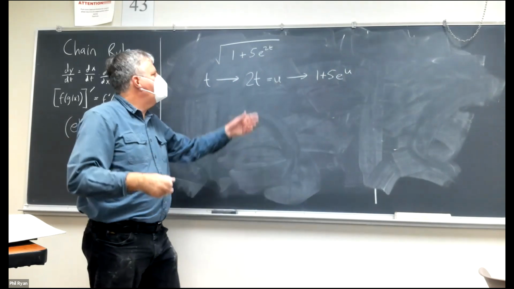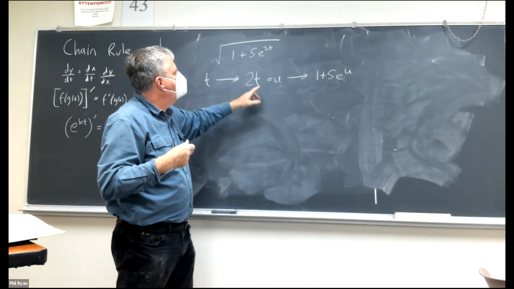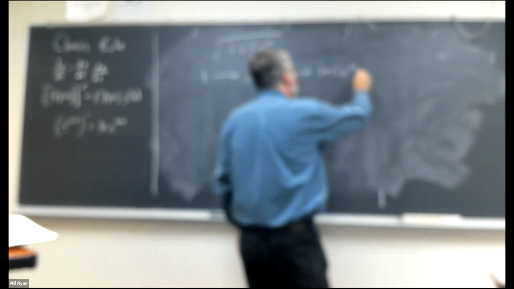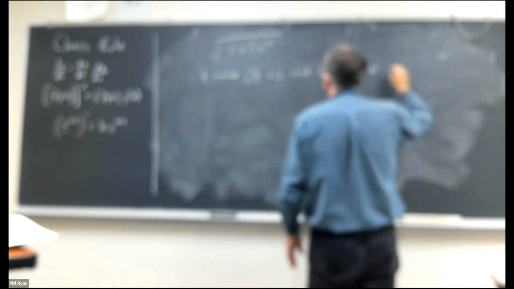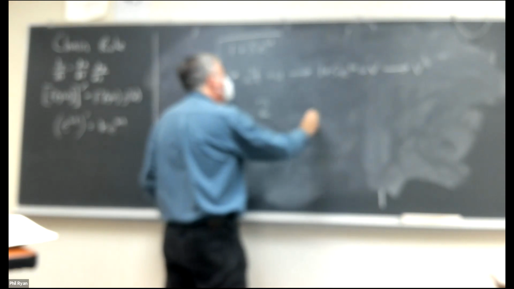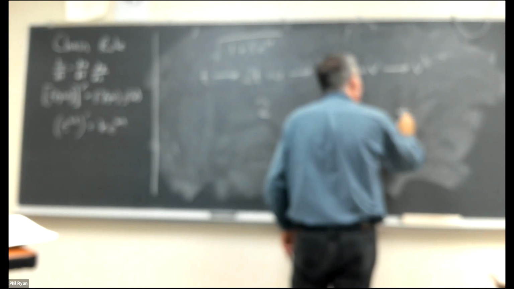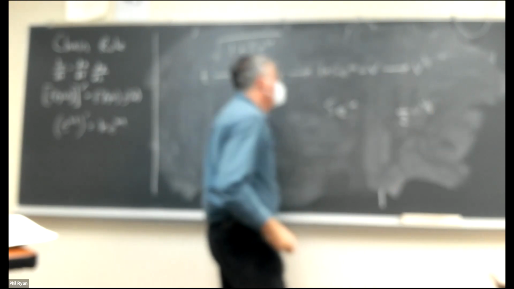Matt, you were having a little brain thing, gears were grinding about how to do that. Well, if you break it up even finer, it becomes easier. And we can call that v. And then we can take that to the 1/2. Then the derivatives are 2, 5e to the u, and 1/2 v to the minus 1/2. And we would have gotten the same answer. It might have been easier to do.